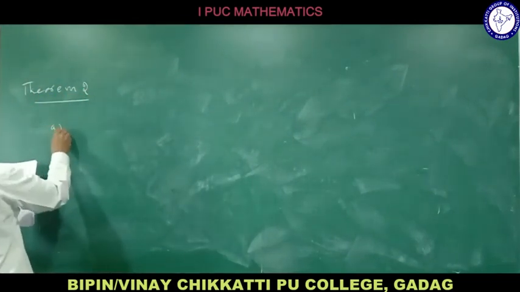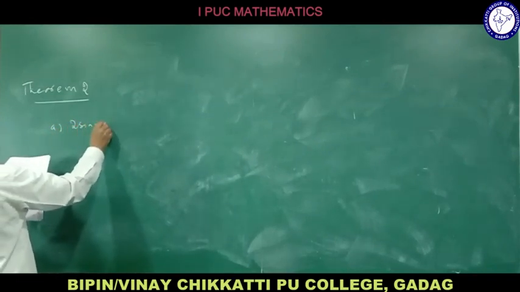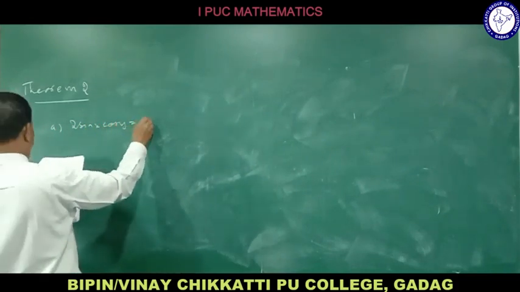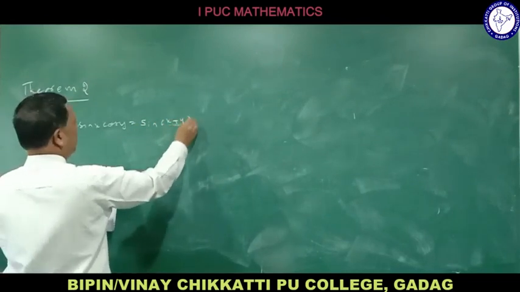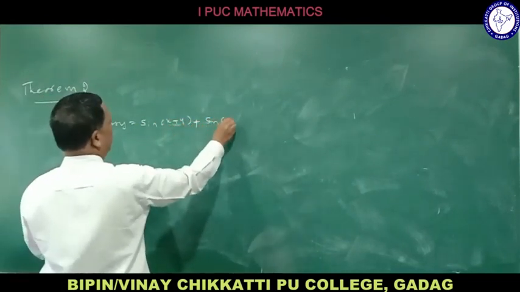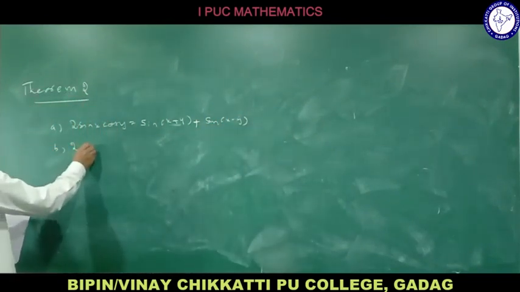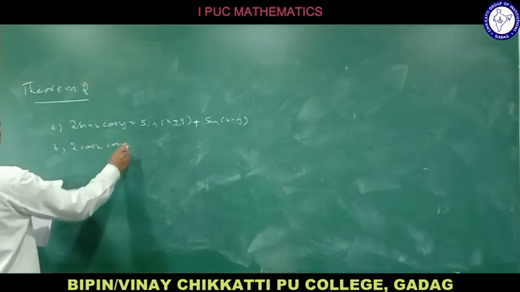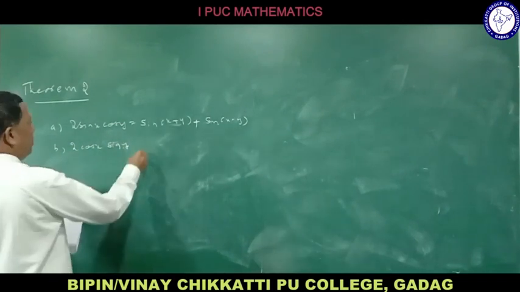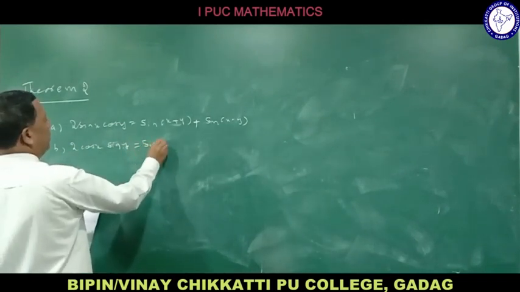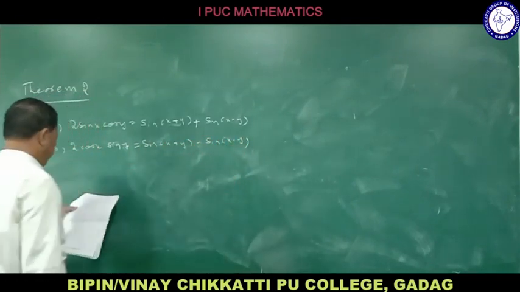Number A, 2 sin x cos y is equal to sin of x plus y plus sin of x minus y, and B, 2 cos x sin y, you write, and this is sin of x plus y minus sin of x minus y.